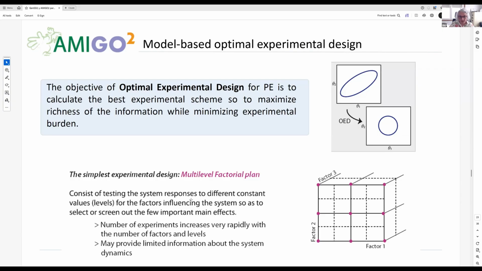So in statistics, we have the possibility of running experimental designs, typically with multi-level factorial plans, and then optimizing the number of experiments we could use. But in model-based optimal experimental design, we can focus on the particular problem at hand. For example, we want to reduce the correlation between the yield and the decay coefficient. Then we run the model-based optimal experimental design precisely for that objective.